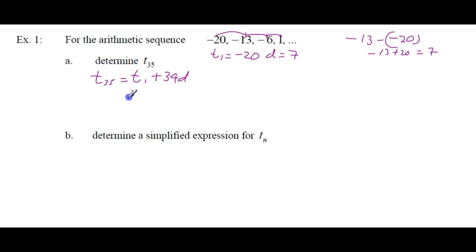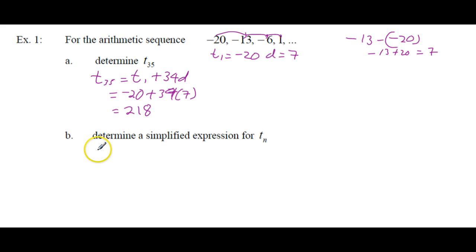So T35 is T1 plus 34D, or negative 20 plus 34 times 7. So I'm just going to go to my calculator here off screen. Negative 20 plus 34 times 7 is 218. Okay, let's toss an equals in here, and that's equal to 218.